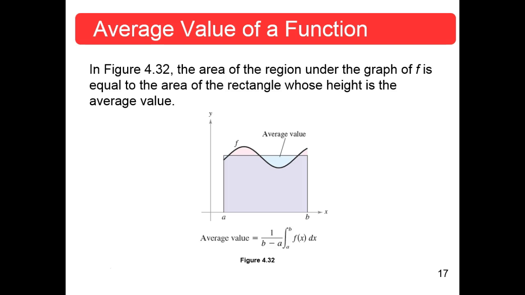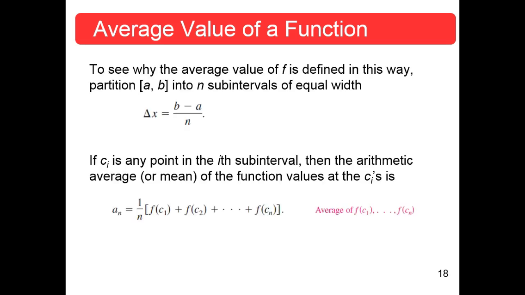Because you do have cycles, but I want to know what it's going to be for the year, or quarter, or whatever your interval. To see why the average value of f is defined in this way, partition the interval from a to b into n subintervals of equal width, and we've seen that before. Your delta x is b minus a over n.